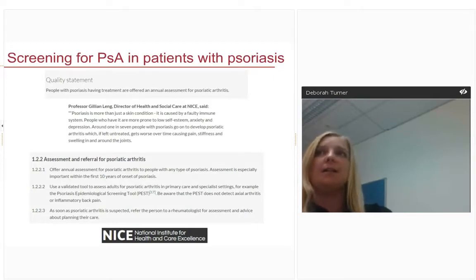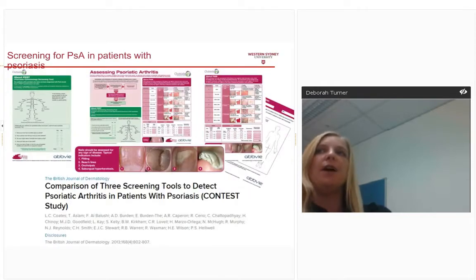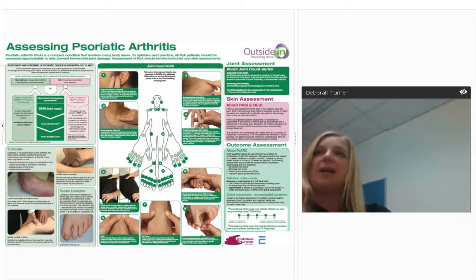And there are some great resources out there in terms of tools, and these can be downloaded through AbbVie, which are nice posters that you can have in your clinic that would allow you to go through some of the screening tools that are out there for the determination of psoriatic arthritis. You can see this highlighted here, it takes you through step by step how you will be able to undertake some screening.